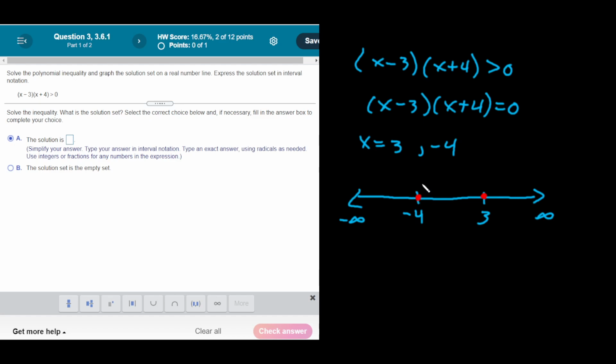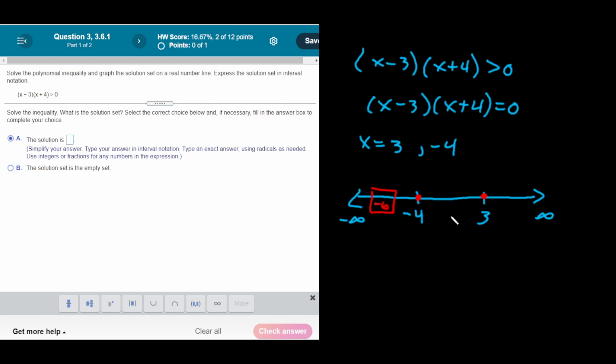Okay, let's go ahead and find some test points. Give me a number between -infinity and -4. We can choose something like -5, -6. So I'm going to put -6. Let me use red. I'm going to use a -6 and put a box around it or something like that.